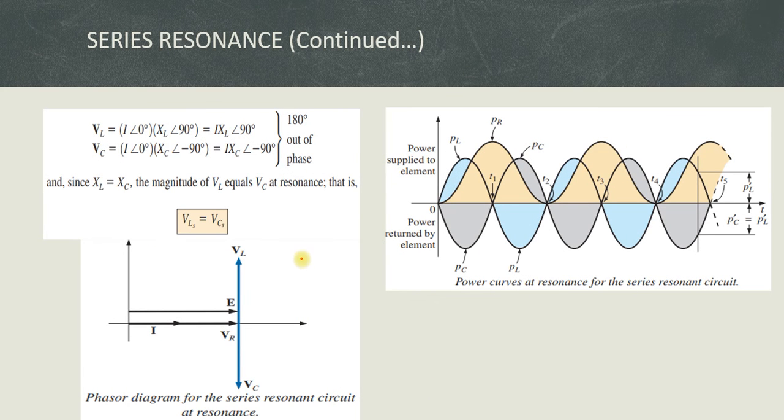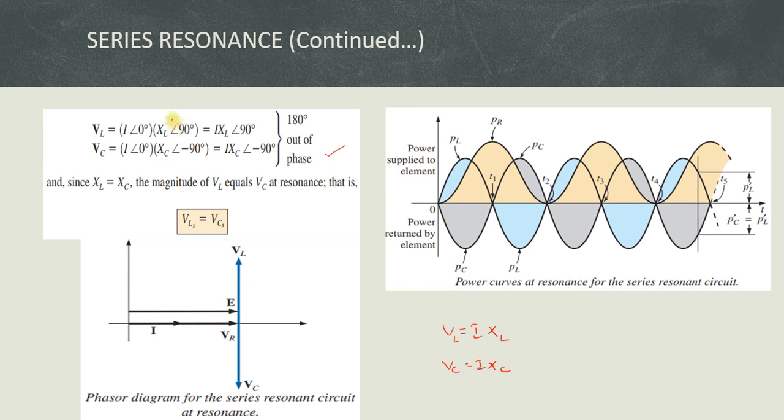Next, the voltages across the inductance and capacitance are shown in this equation. At resonant conditions XL and XC are equal and opposite, so the phase shift between these two voltages must be 180 degrees, only then the addition equals 0. In general V equals I into X. If it is VL, it is I into XL, and if it is VC, it is I into XC.